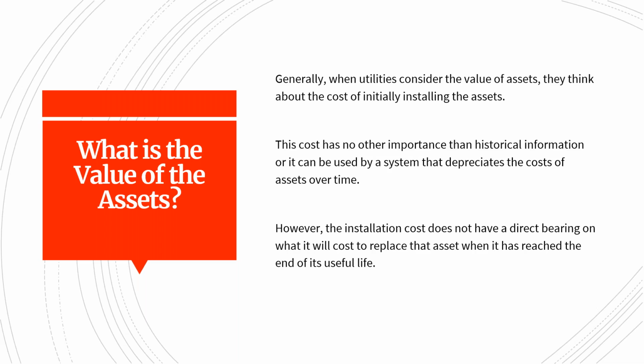The asset may not be replaced by the same type of asset. For example, cast iron may be replaced by PVC, or it may be replaced by a different technology entirely. A chlorination system could be replaced by an ultraviolet disinfection system. Furthermore, costs of various assets may change drastically over time, such that the cost of installing pipe in 1956 in no way reflects the cost of installing pipe 50 years later or 60 years later.